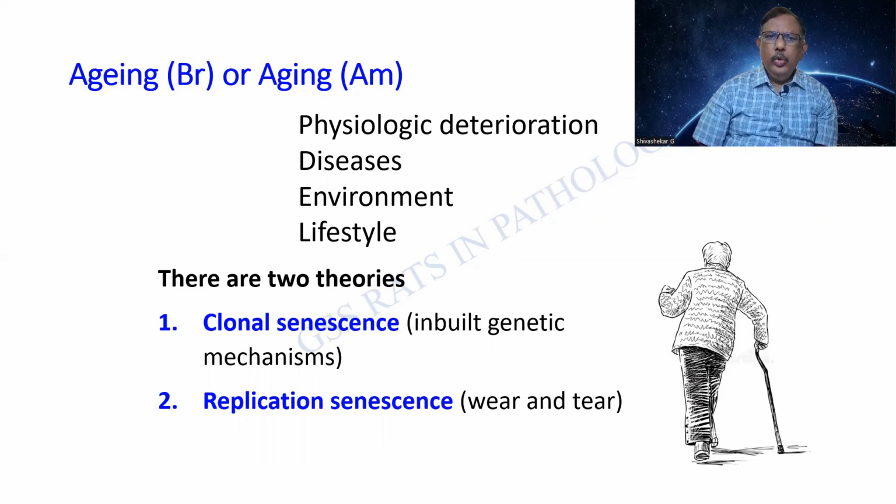There are two theories of aging. One is called clonal and the other is replicative. Clonal, all of us know it is genetic or inbuilt. So there is a mechanism which promotes aging. Replication, on the contrary, is a constant multiplication as a result of which it runs out of steam, out of energy, and there is wear and tear. So two theories which we shall write.